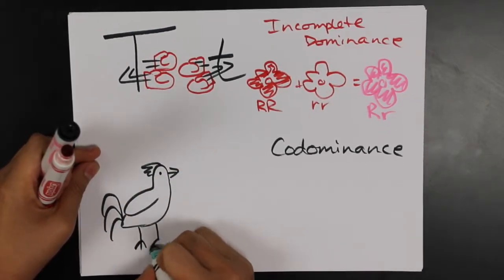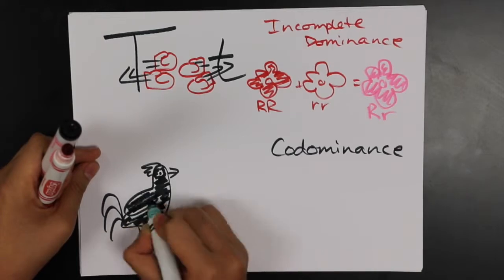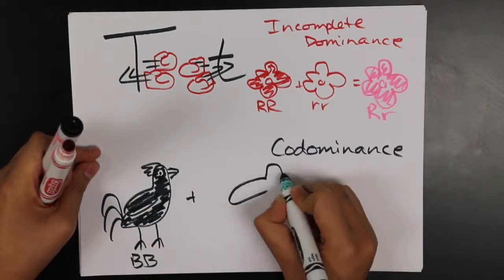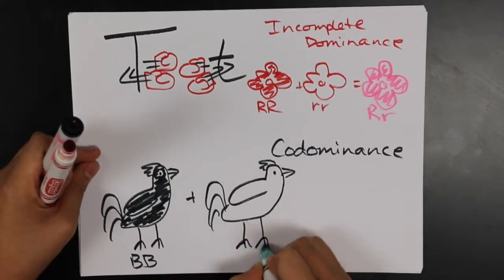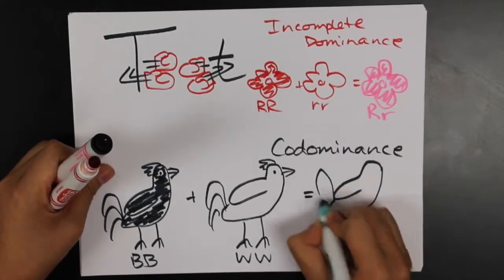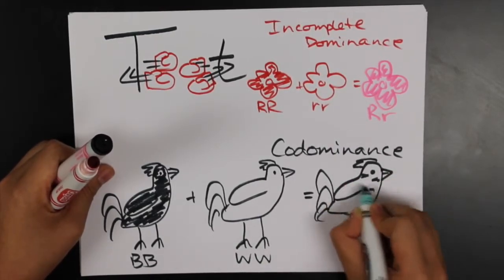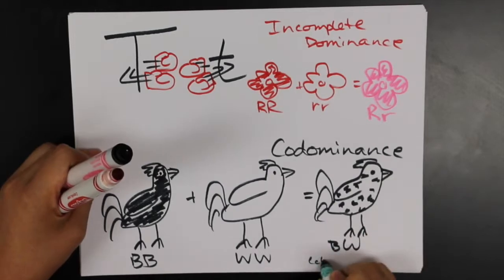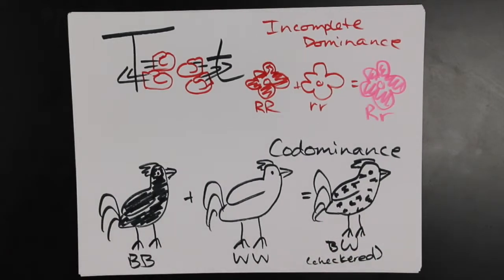A good example of this is that in chickens, the dominant allele codes for black. The recessive is white, but the heterozygous phenotype is checkered, or where the chicken's body has a black and white pattern. These two can be confused at times, so know the difference.